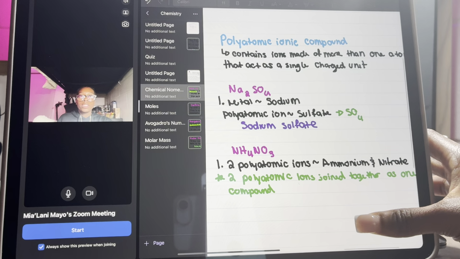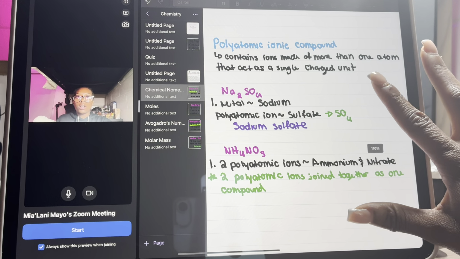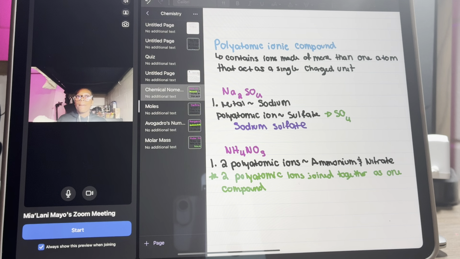Lastly, I have polyatomic ionic compounds. This contains ions made of more than one atom that act as a single charged unit. So for my first example, I have Na2SO4. I use the polyatomic ion sheet for these examples, but first I identify the metal. The metal is sodium, and the polyatomic ion is sulfate, which is the SO4. So the name of this compound would be sodium sulfate.